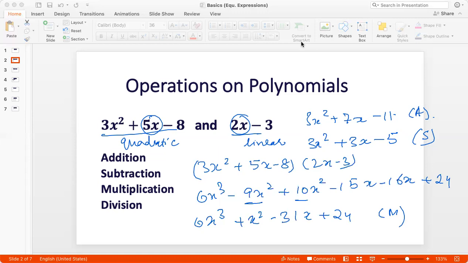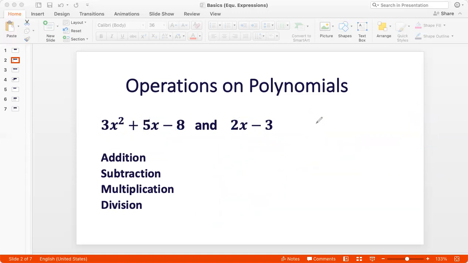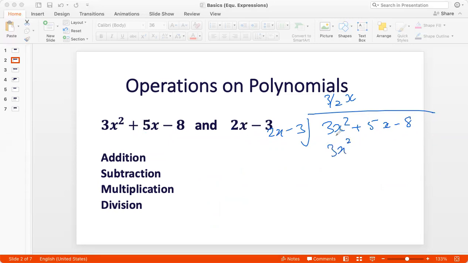Okay, for division, we can simply use the long division method. So 3x squared plus 5x minus 8 is to be divided by 2x minus 3. So the first term that I would take is 3 by 2x, because when I multiply that with x, I get 3x squared. So that's the first thing I need to get rid of, the x squared term, right? So I get 3x squared. And I also get 9 by 2x, so I add that here. This is 9 by 2x, and then I change the signs.